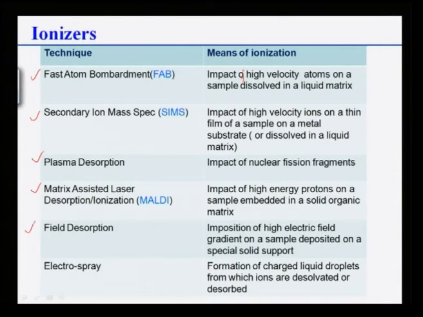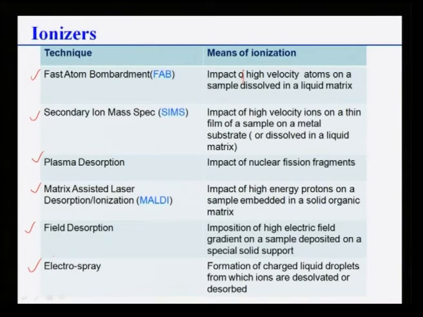Then one can do field desorption or electrospray. Field desorption is nothing but imposition of a high electrical field gradient on a sample deposited on a special solid substrate. Those of you who have some idea about atom probe, in an atom probe we do the same thing actually. We impose a high electrical field between the sample and another electrode, and because of the high electric field, the atoms in the sample are dislodged and come out as ions.